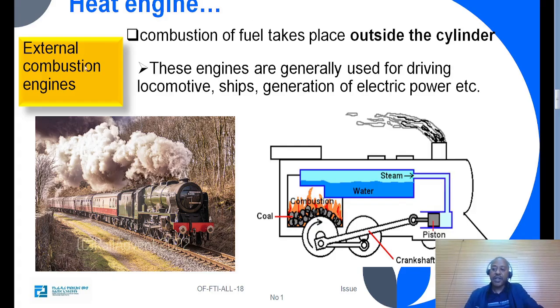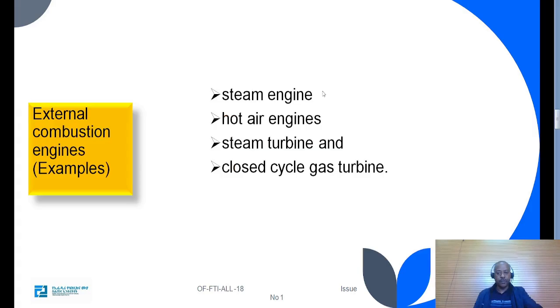So what makes it an external combustion engine? The combustion process takes place outside of the engine. This is the engine, and the combustion process takes place here, just very far away from the engine. Such a system is said to be an external combustion engine or ECE. Examples of the external combustion engine are a steam engine, hot air engine, steam turbine, and closed cycle gas turbine.